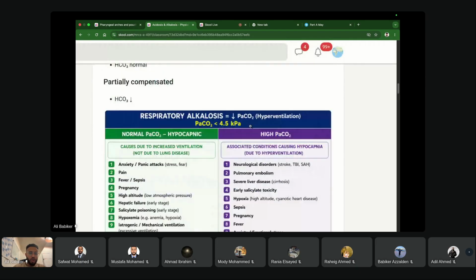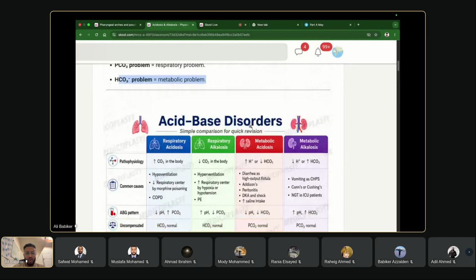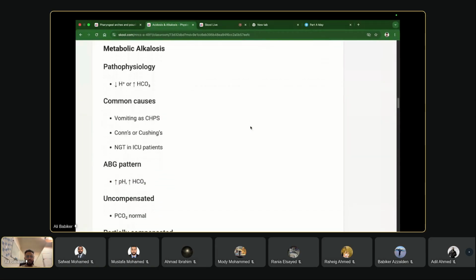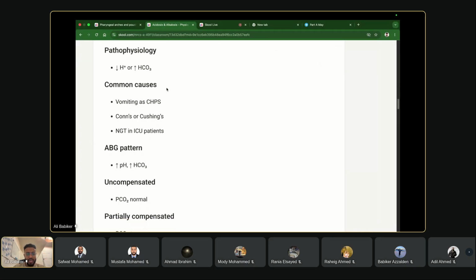All right. So that's respiratory alkalosis in detail. Now, metabolic alkalosis. We already showed you the pathophysiology in the table I just mentioned earlier.